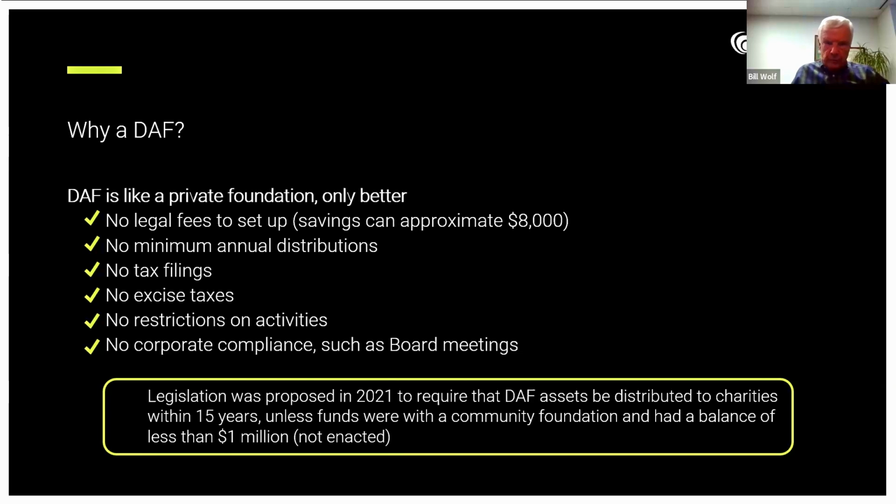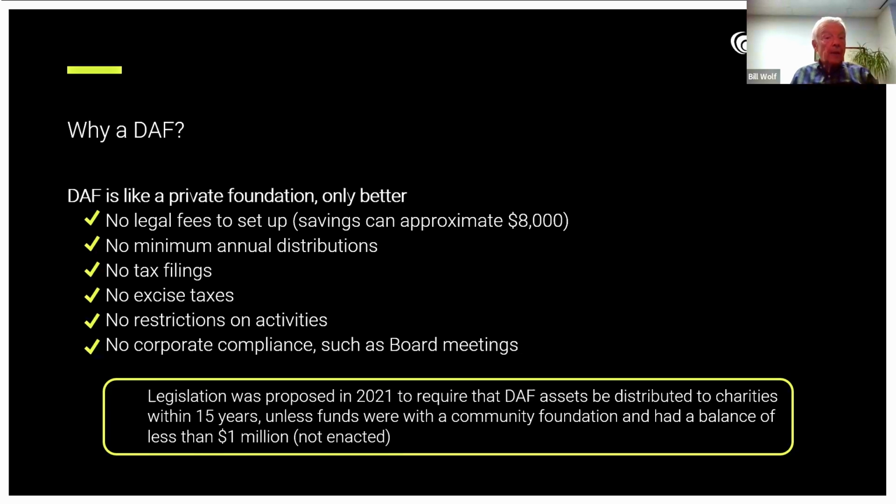But in the box at the bottom of the screen, you see legislation was proposed in this year, or I should say last year, to require that DAF assets be distributed to charities within 15 years. I thought it was pretty generous. No rush. Still no rush. But an interesting caveat or carve out. If the funds are with a community foundation, like the Community Foundation of the Valleys, there is no 15-year rule, as long as the balance in the DAF is less than $1 million. If it's more than $1 million, then yes, even then they have to distribute within 15 years. But I think that's a very generous distribution requirement.